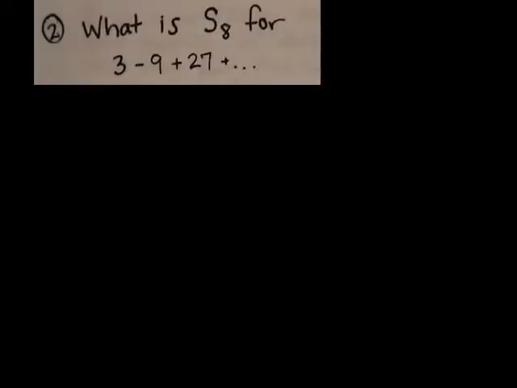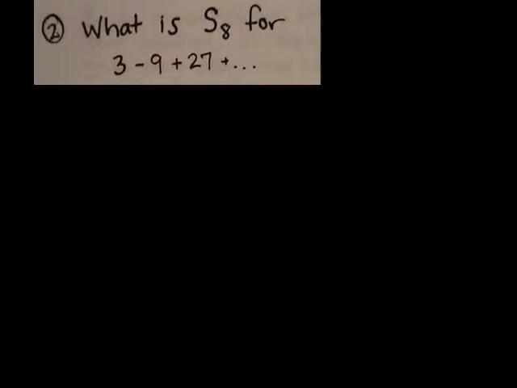The next example is a little trickier. It asks us what's the sum of the geometric series of 8 terms. So S8 indicates the sum of 8 numbers for this series, where the first term is 3, then -9, then +27, and so on. So it doesn't tell us the 8 numbers.